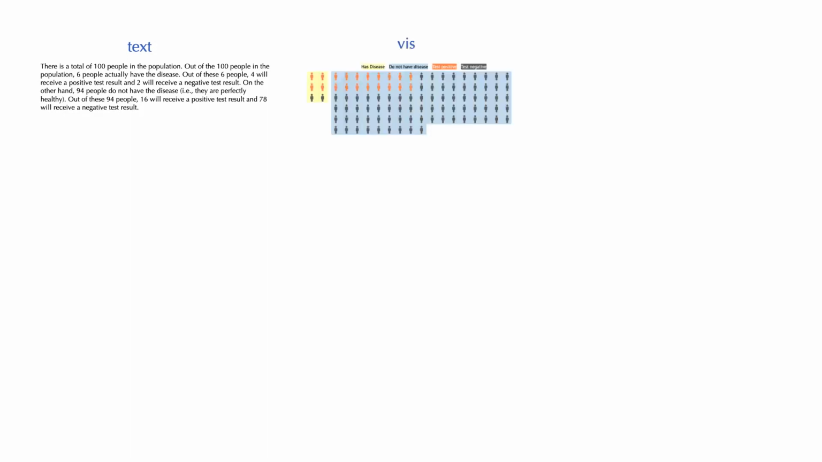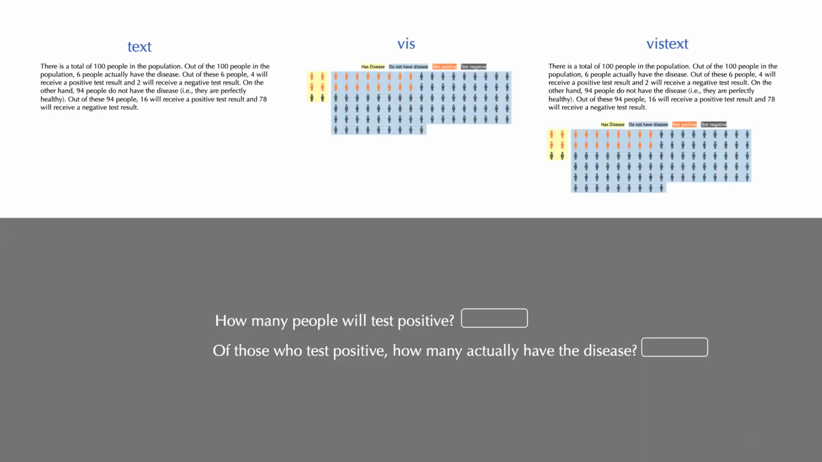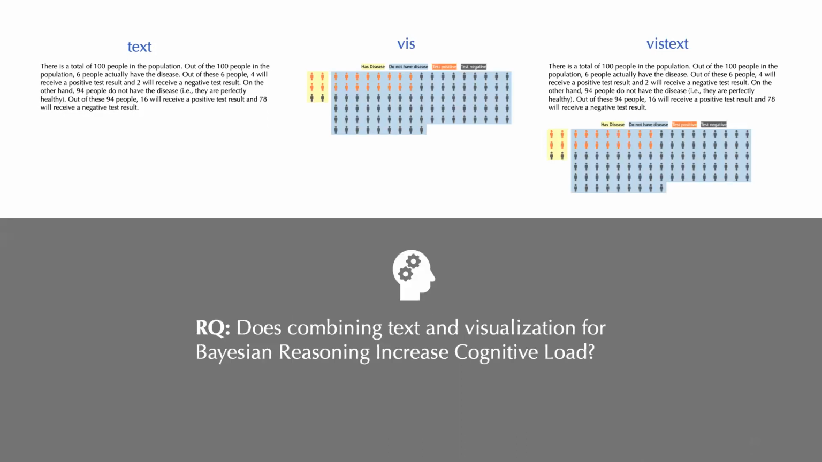In our work, we wanted to know whether different formats, namely text, the icon array, and a combination of the icon array and text, exert different levels of cognitive load when performing Bayesian reasoning. More specifically, we wanted to know whether combining text and visualization increased cognitive load.